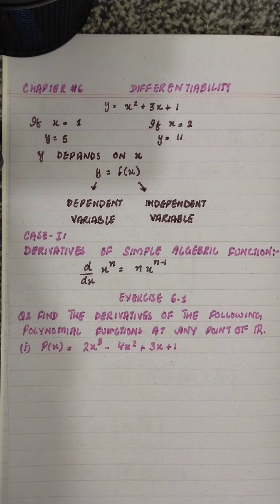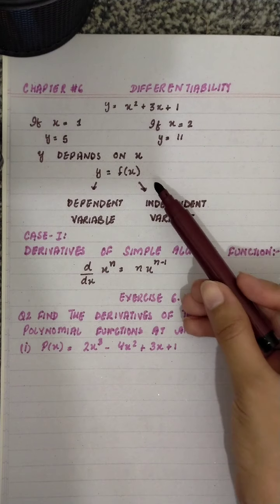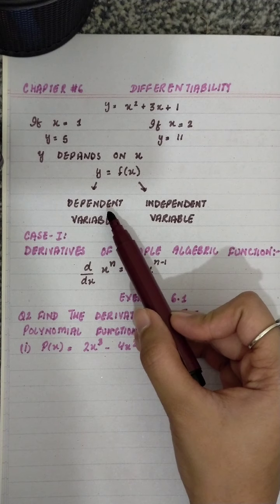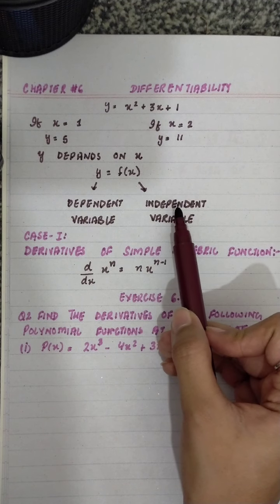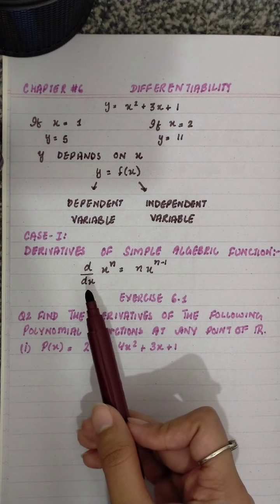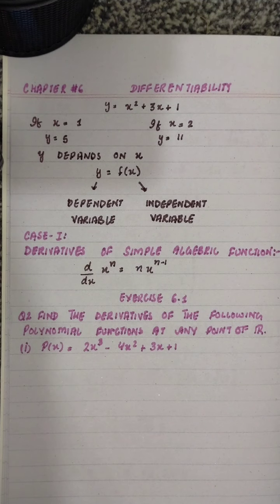In this video we will start chapter number 6, that is differentiability. If we have the equation y is equal to x square plus 3x plus 1, and if x is equal to 1, then the value of y will be 5. If x is equal to 2, then y will be 11. It means that y depends on x. Or we can say that y is a function of x, because y is the dependent variable and x is the independent variable. Now case 1 is derivatives of simple algebraic function.